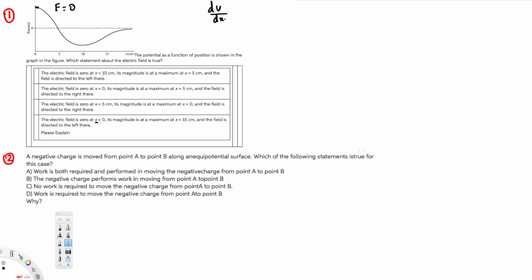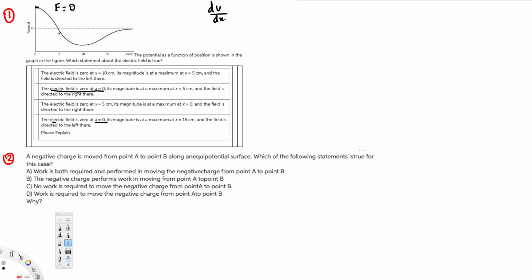This one says x is equal to 0. Electric field is 0 at x is equal to 0, and here we have another one saying the electric field is 0 at x is equal to 0. So these two statements come out to be true. Let's check the other one. The field is 0 at 10, so this also seems true. At 10 it is also flat. Then the field is 0 at 5.